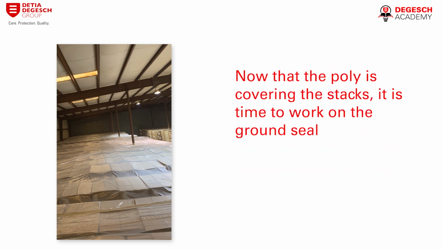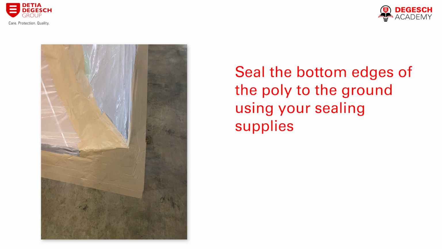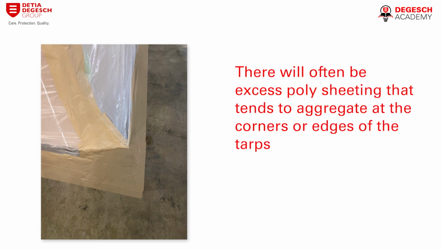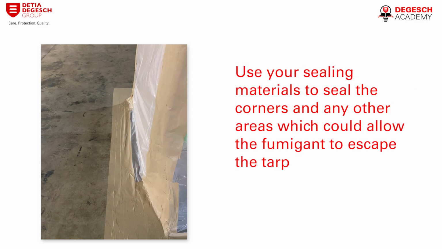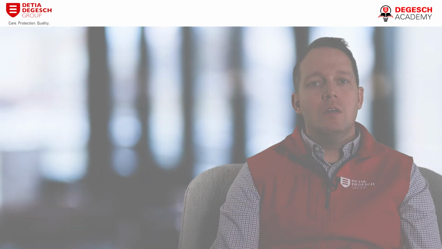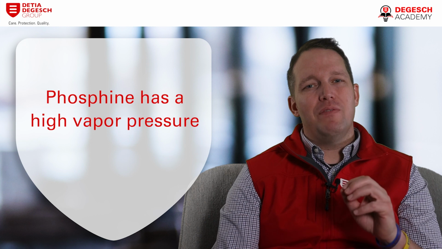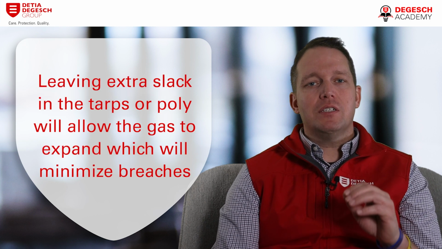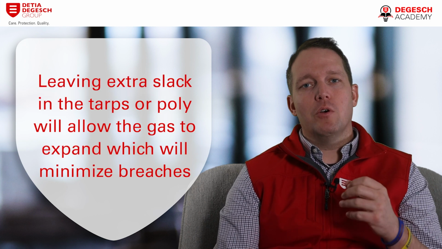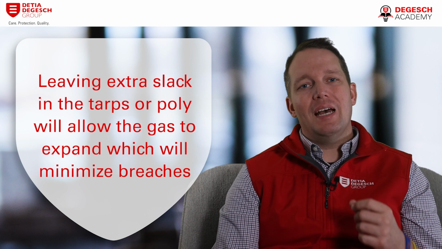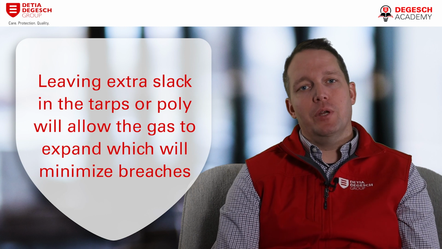So now that the poly is covering the stacks, it's time to work on the ground seal. Seal the bottom edges of the poly to the ground using your sealing supplies. Often there will be excess poly sheeting that tends to aggregate at the corners or edges of the tarps. So you'll use your sealing materials to seal the corners and any other areas which could allow the fumigant to escape the tarp. Please note that phosphine has a high vapor pressure, so leaving some extra slack in the tarps or poly will allow for the gas to expand and minimize the breaches.